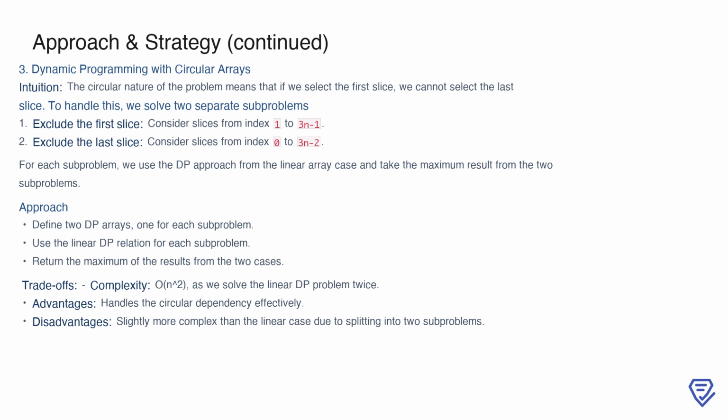In the first subproblem, we exclude the first slice and consider slices from index 1 to 3n-1. In the second subproblem, we exclude the last slice and consider slices from index 0 to 3n-2. For each of these cases, we apply the same DP approach used in the linear version, and the result is the maximum value obtained from the two subproblems. By solving each subproblem independently and taking the maximum, we effectively handle the circular dependency while maintaining a time complexity of O(n squared). This approach balances efficiency with the added complexity of solving two linear DP problems.